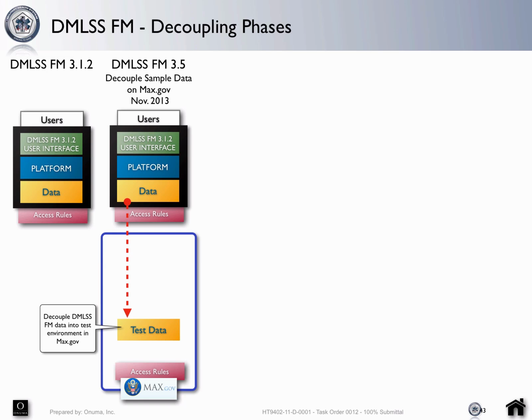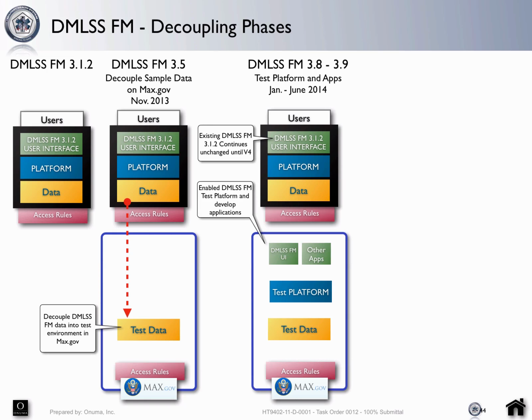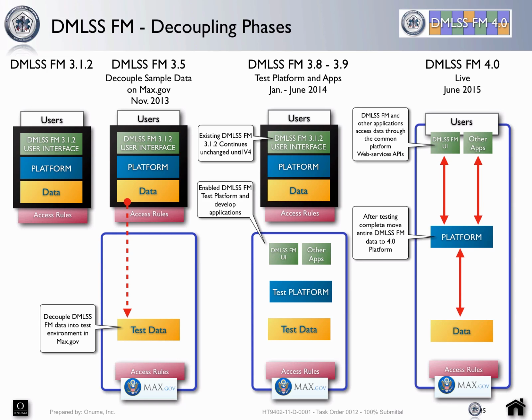using max.gov, just like the SEPS application that's transitioning to that right now in 2013, and then building different applications on top of that test platform while the existing version of DMLS continues unchanged until version 4.0. And then after the testing is complete and the switch over to 4.0 happens, the whole system goes live and all users of DMLS switch over to the new application. This is a rapid development, an agile approach.